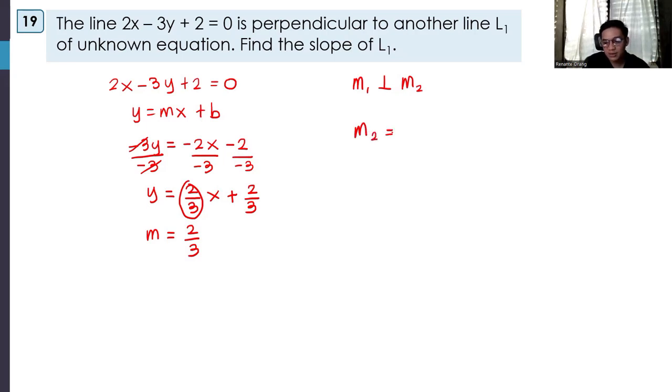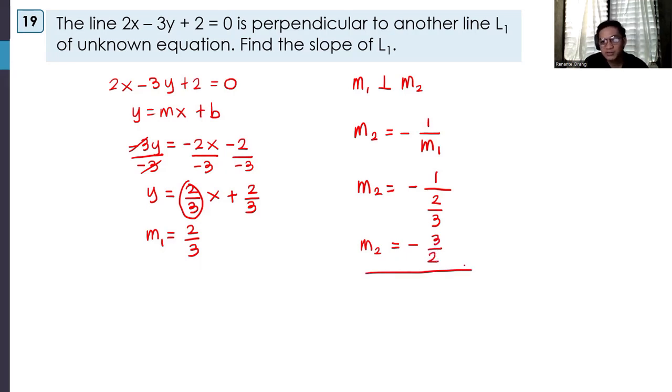M2 is equivalent to negative 1 over M1. So, ito po yung M1 natin, kumbaga. So, substitute natin. M2 is equivalent to negative 1 over M1 natin is 2/3. So, therefore, reciprocal natin yan, magiging M2 is equivalent to negative 3 over 2. And that is our final answer.